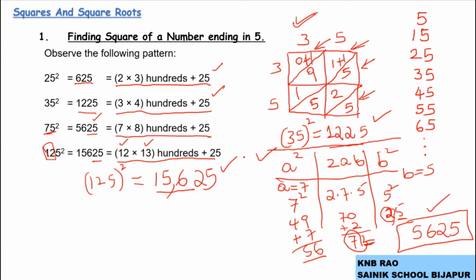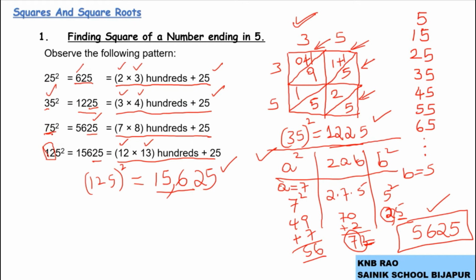I think you made some sense from these 3 examples. Leaving 5, 2's successor is 3, product of 2 and 3 is 6, and 2, 5 will be the ending digits. 35 square will have ending digits 2, 5, and leaving 5 we have got 3, 3's successor is 4, product of 3 and 4 is 12, so 1225.